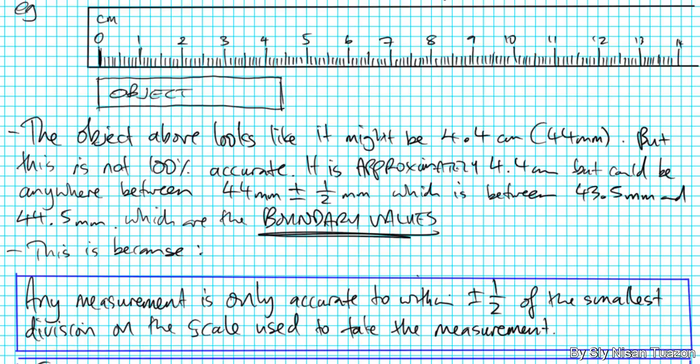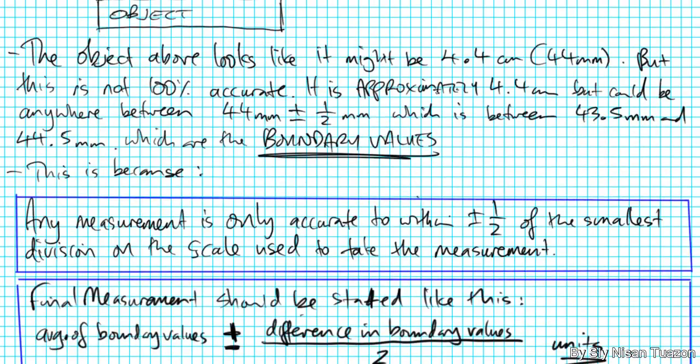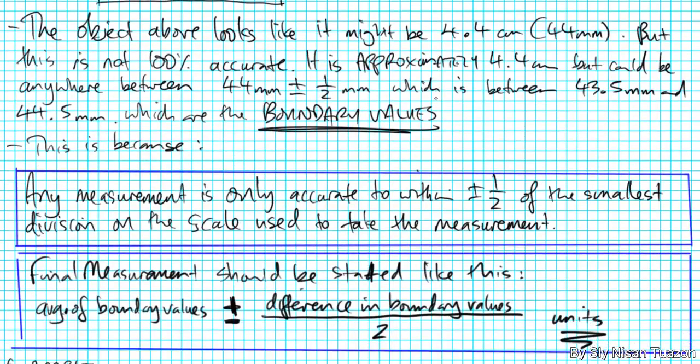And you've probably done that a million times before, but you have to this year and beyond consider that's not 100% accurate. It's only approximately 4.4 centimeters. It could actually be anywhere between 44 millimeters plus or minus a half mil. Okay, so it could be anywhere between 4.4 mils plus or minus half of a millimeter, and so that could be between 43.5 mils and 44.5 mils. These two numbers here, the 43.5 and 44.5, we call boundary values.